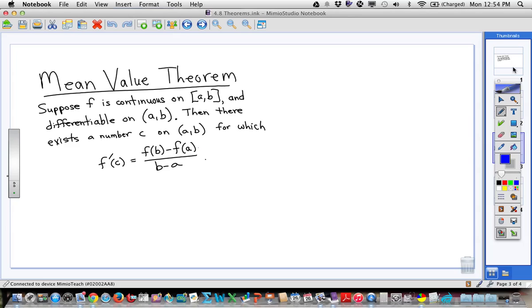All right, now, here's the mean value theorem. This is the last one, the MVT. And this is probably the more famous one of the bunch. The mean value theorem, and by mean we're talking average, right? The average value, the mean value. It says, suppose that f is continuous on the closed interval AB and it's differentiable on the open interval AB.